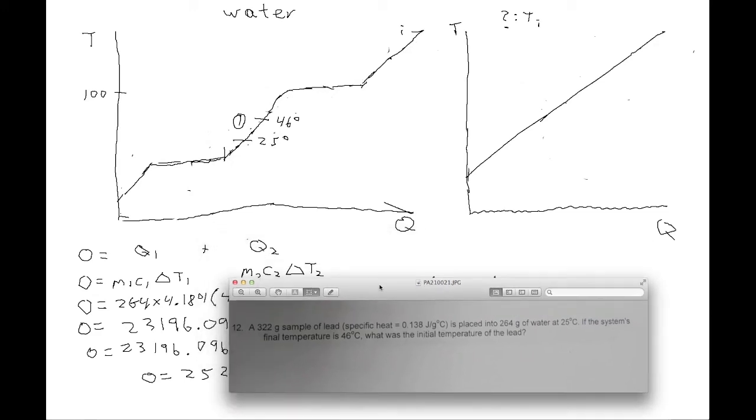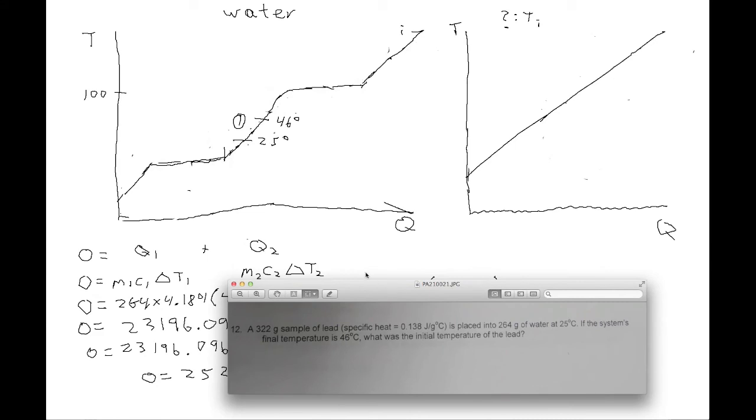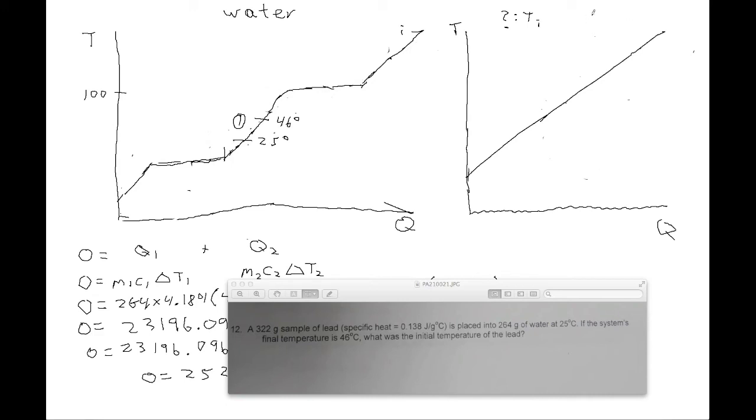So how many steps do you need to show on your heating curves for this problem? Three steps? I'm sorry, not three, but two. Well, what did you start with at the beginning of step one? I started with liquid water, initially at 25 degrees Celsius. And what did you end step one with? I ended with liquid water at 46 degrees Celsius. Good, and so it should look like this. Did you remember to put in an arrow? What direction is the arrow pointing? Up and to the right.